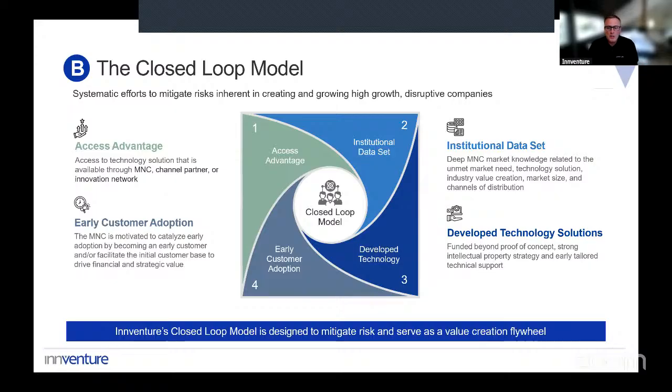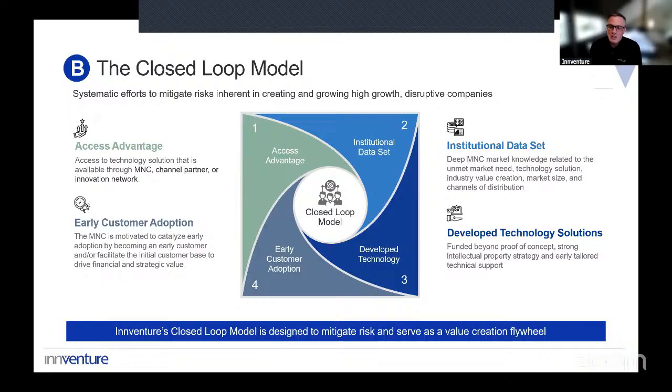And our closed loop model has four core aspects to it. The first is that each technology is unique to the multinational that we're dealing with, that they have either invented it or adopted it, and so we shouldn't see it replicated on the street otherwise. The second is that it's a fully developed technology, meaning it's been funded beyond the proof of concept. There's a well-developed patent family in place, and we quite often will set up a tailored technical solution with the multinational, certainly in the early days when we're building and scaling the company.